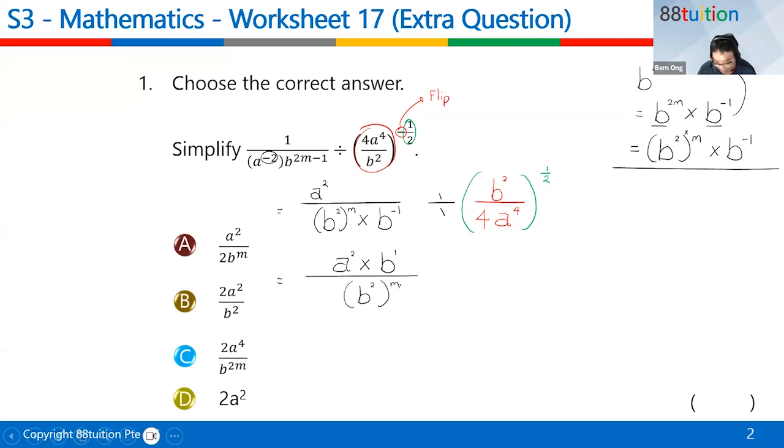And you have a divide. Remember in primary school? Divide fractions, you cannot do anything, so you have to keep, change, flip. Flip now becomes what? b squared over 4a^4, you flip it again, becomes 4a^4 over b squared. So troublesome, I know.